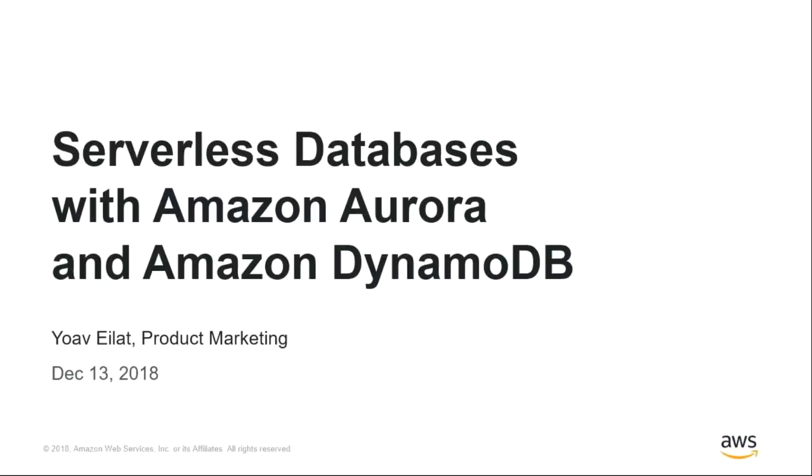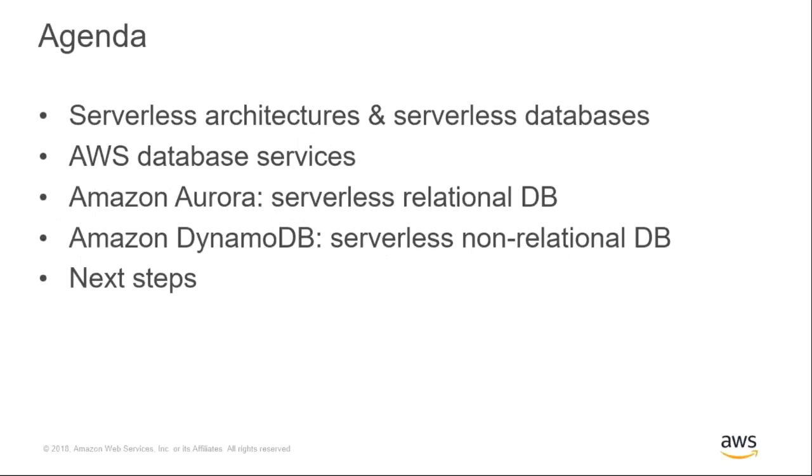So let's start with the agenda for today. We'll talk about serverless architectures and serverless databases more specifically. Serverless has been a very big topic in the industry in the last few years, and we'll talk about how that applies to databases. We'll give a quick overview of our AWS database services that are relevant to this discussion. Then we'll go a little bit more deeply into Amazon Aurora and Amazon DynamoDB, which are generally our relational and non-relational database offerings. And we'll talk about some next steps and where you can find additional information.